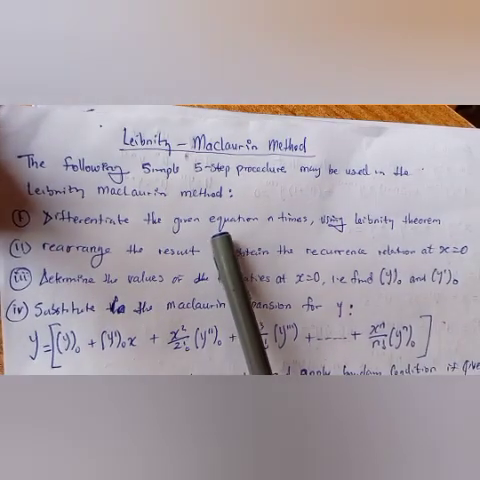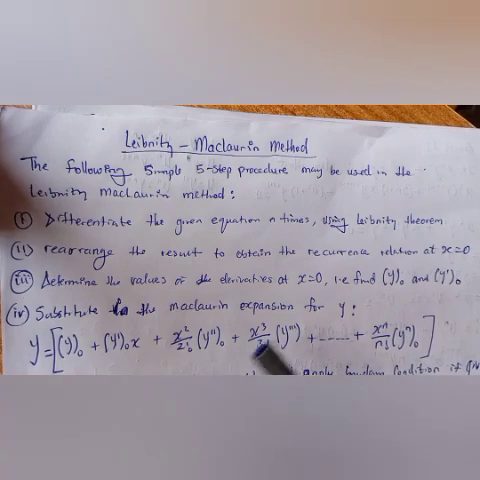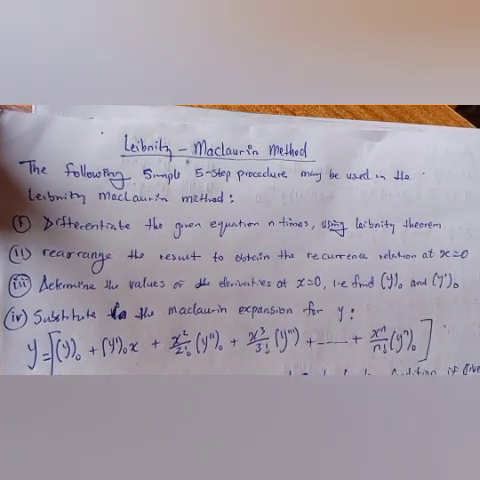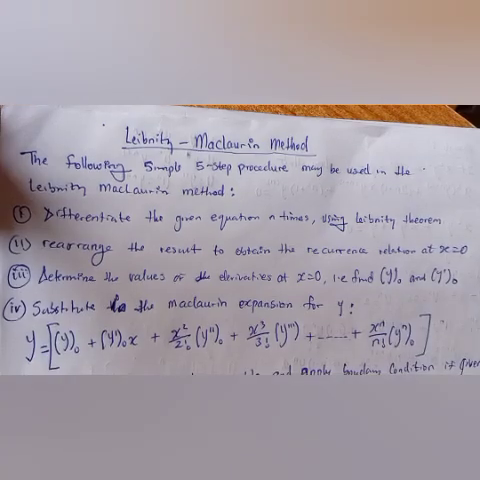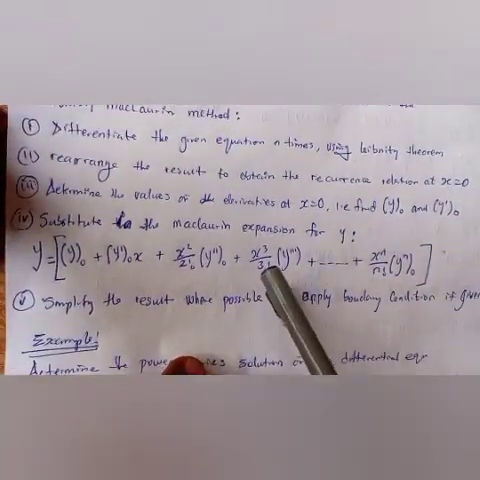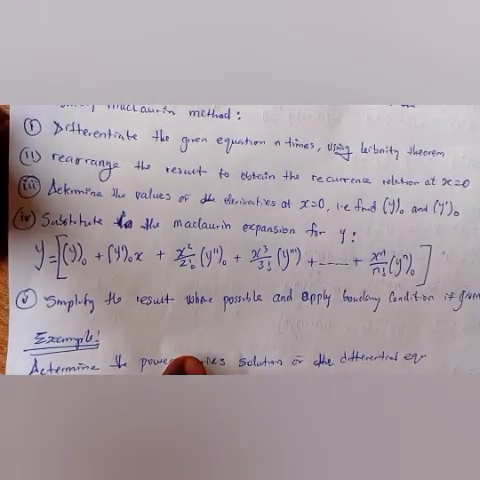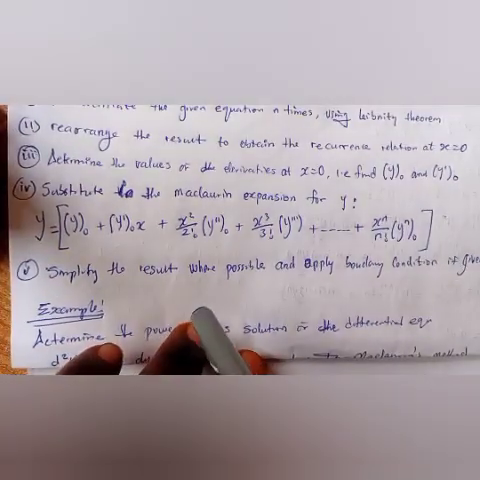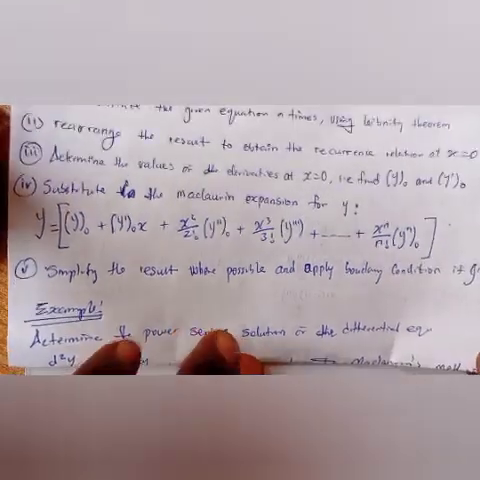The first step is to differentiate the given equation using Leibniz theorem. Rearrange to put x equals to 0. Determine the value of y0 and y1. Substitute your value into the Maclaurin equation. This is the Maclaurin equation. Now simplify the result where possible and apply boundary condition if given.